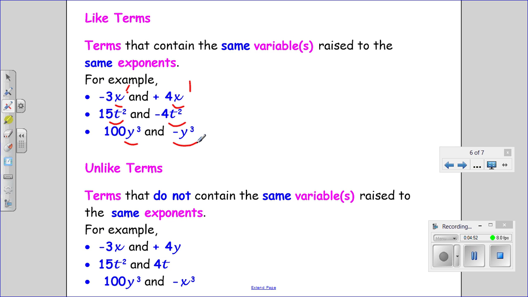Unlike terms do not contain the same variable raised to the same exponent. Negative 3x and positive 4y, one's an x, one's a y. Different letters, not alike. 15t squared and 4t, they both have a t, but the exponents are different. Y cubed and negative x, they both have an exponent of 3, but the letter is different. None of them are like terms. They are what are called unlike terms.